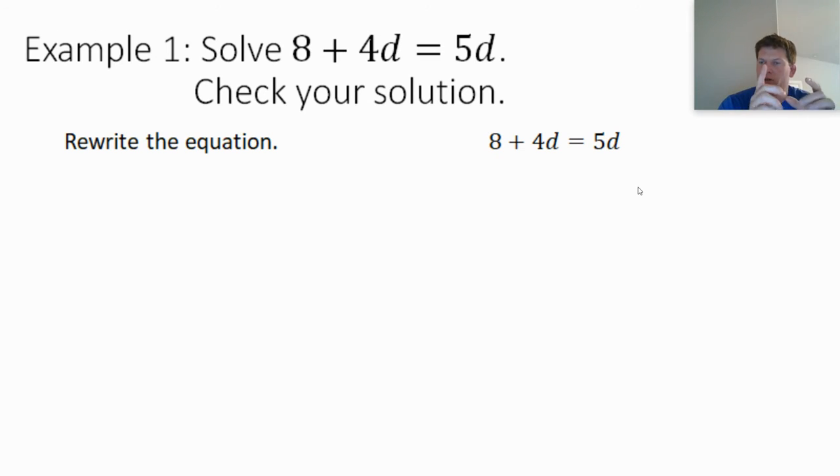I do so by either subtracting or adding the terms that have the variable to move it to the other side. Now me, I try to be more of a positive guy, so I try to keep my variables positive. To do so, I always move the smaller of the two variables. So you'll notice this one, we have a 4d and a 5d. That 4d is smaller, so I'm going to move him to the other side.